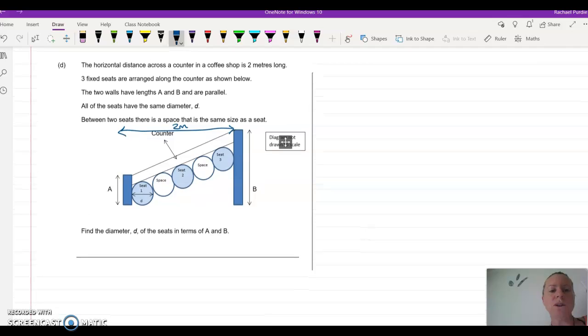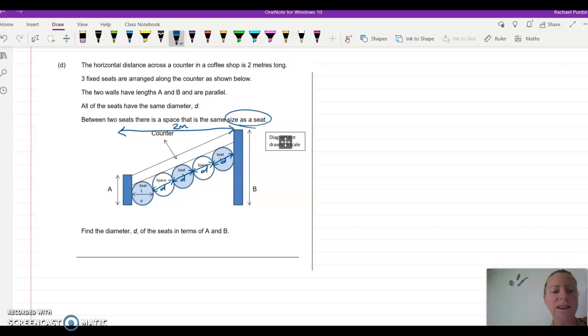And then we're also told that all the seats have the same diameter, which is D. Now notice that it's drawn there on one of the seats. Here's our other seat, and I'm just going to draw this one on an angle like that. And I'm going to draw this one on an angle like that because it's the same thing, isn't it? Diameter, it goes all the way around your circle. And of course, the spaces are also the same diameter. It's the same size as the seat. They mentioned that there. So we can do that, and we can do that.